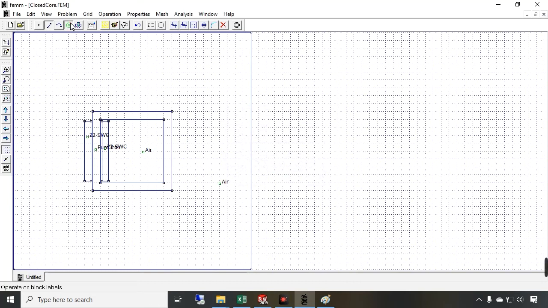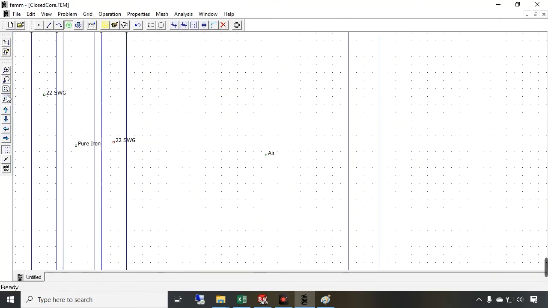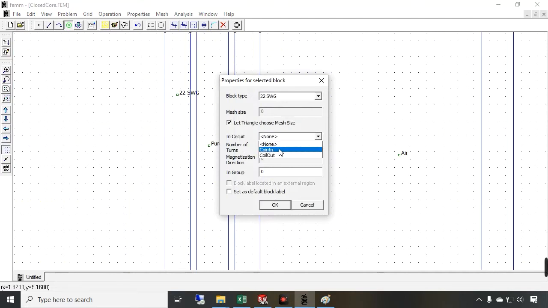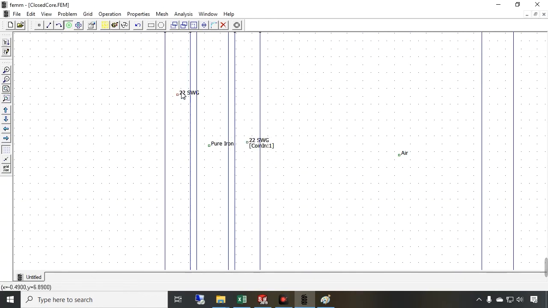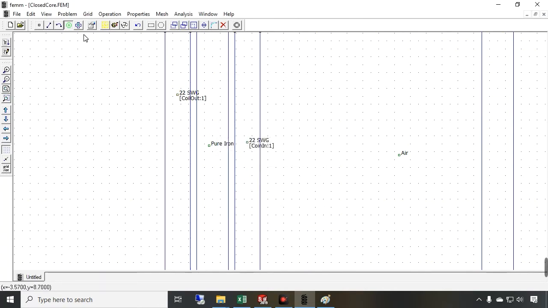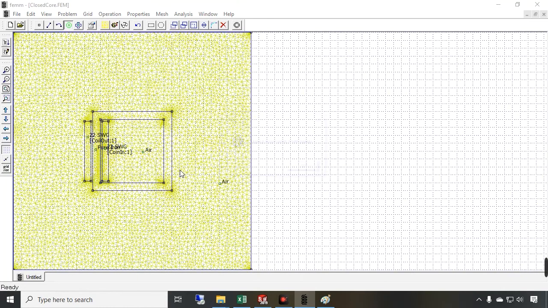So again, I select the material label here. If I zoom in, select this label, press the tab key. In circuit, yes, it is coil in, number of turns is 1, because I considered 100 amperes. And here, this is coil out. So everything is okay, and I can generate the mesh and solve the problem.